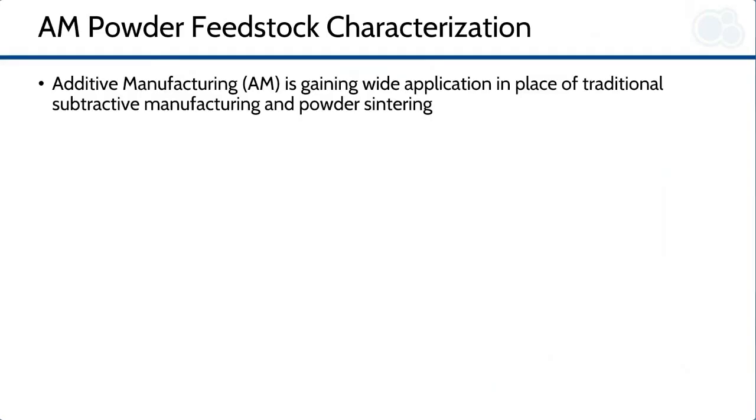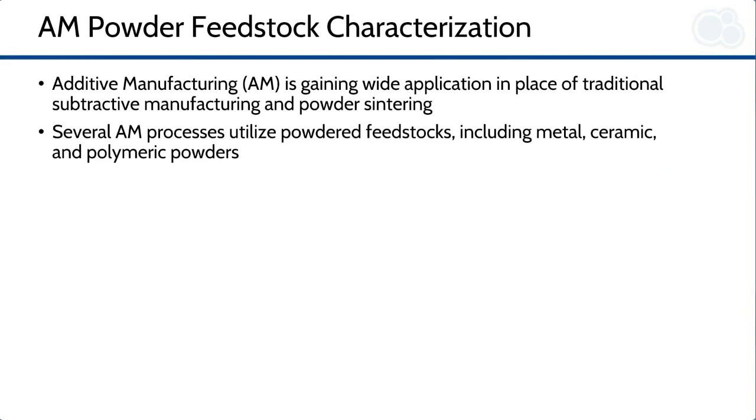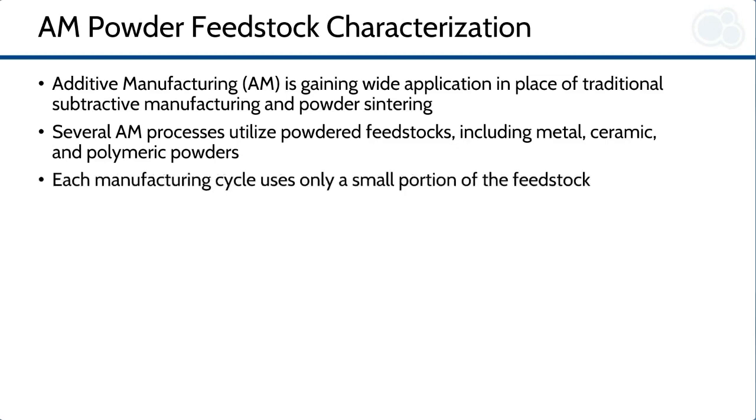There's been quite a bit of growth in the use of additive manufacturing, or AM, in place of more traditional means of fabricating parts. In some cases, part morphologies can be produced that were not possible with older methods. Many AM applications make use of powdered feedstocks, which include metal, ceramic, and polymeric powders. In a single production cycle, many parts may be produced, even of different shapes, but much of the initial feedstock remains in the 3D printer.